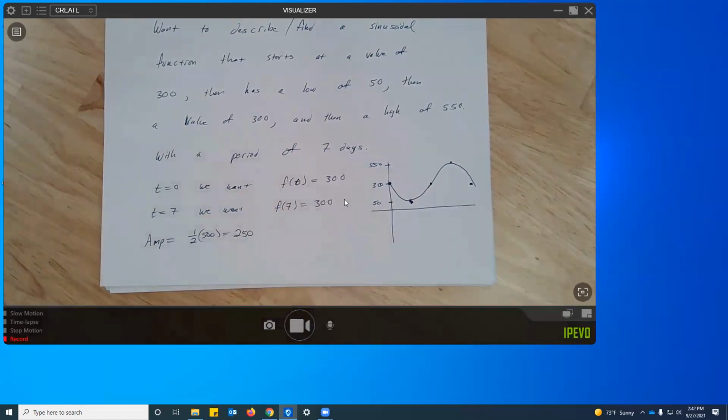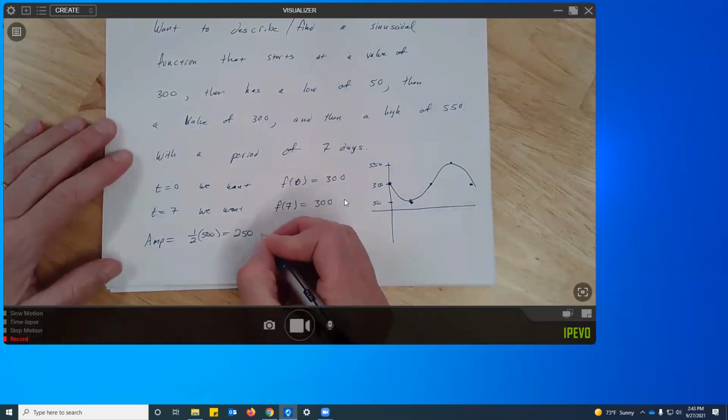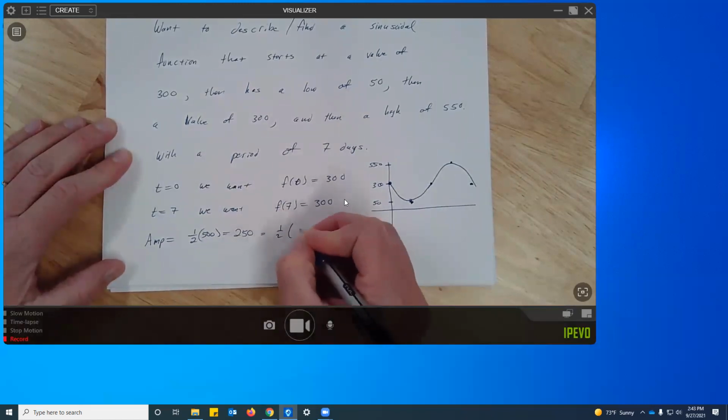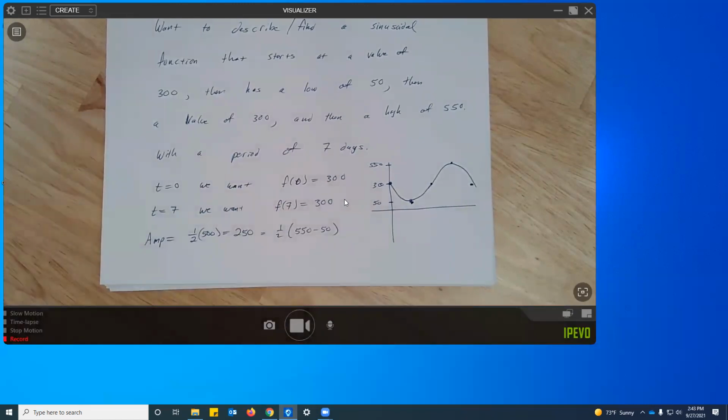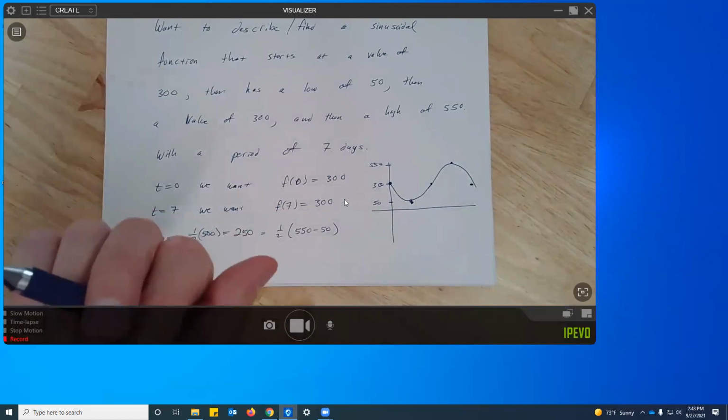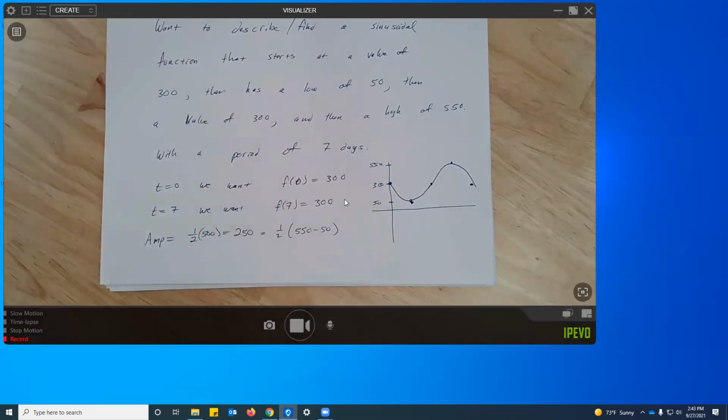There's a number of other ways to think about it, but I feel like that way is always very succinct. Is that how you would write it down to remember what you just said? Yeah. So you can think of it as 1/2 of 550 minus 50, 1/2 of the difference in the y by the top and the bottom. There's a number of other ways to find it. You could say it's the distance from the middle to either the top or the bottom.